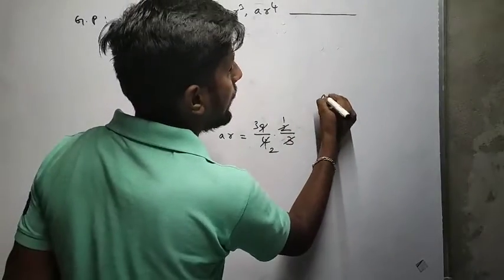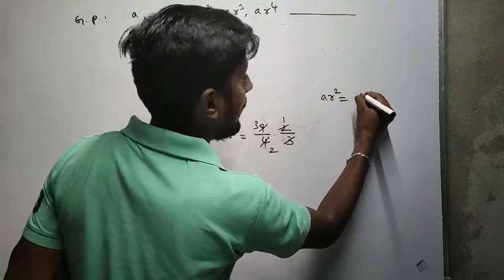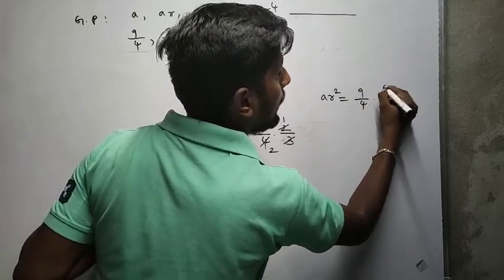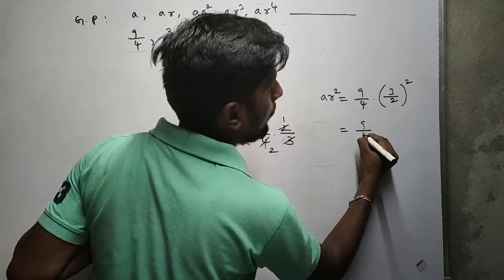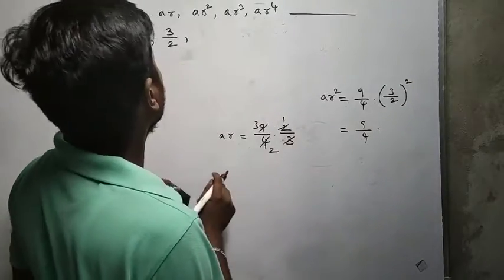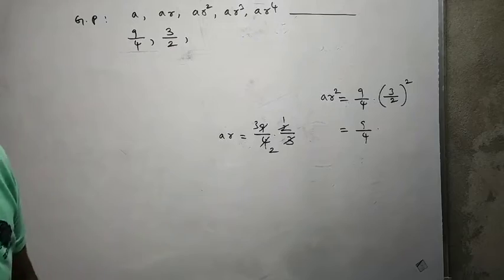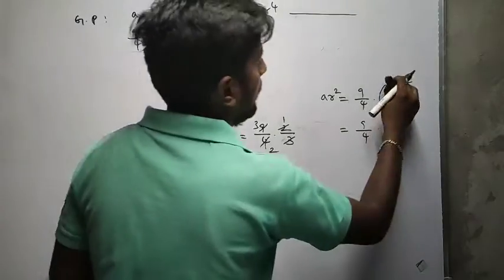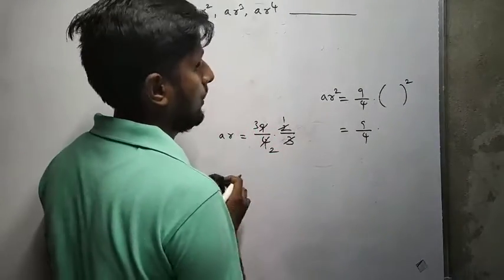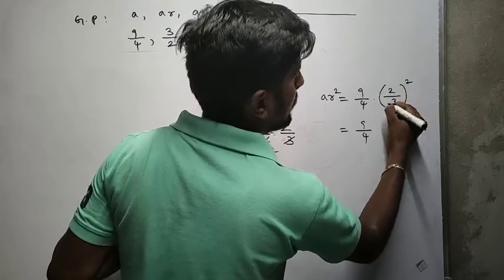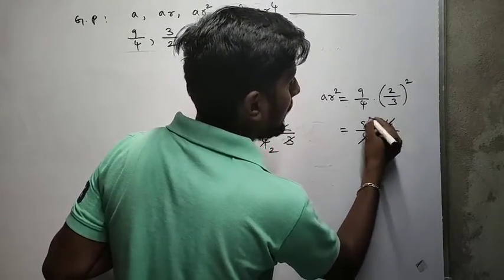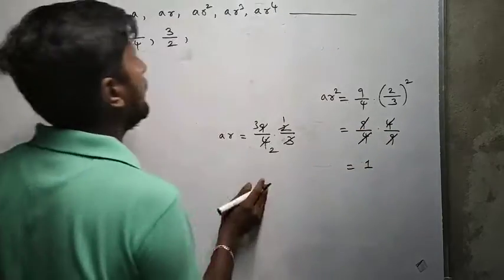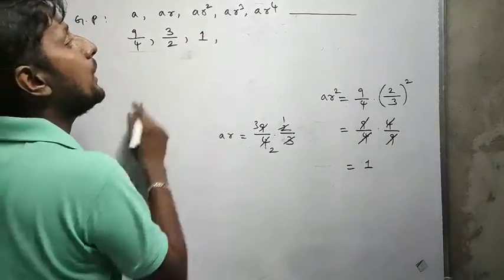Now AR square. The A value 9 by 4 into R, which is 2 by 3, whole square. So 4 and 9: the 4s get cancelled, the 9s get cancelled. The answer is 1. So AR square is equal to 1.